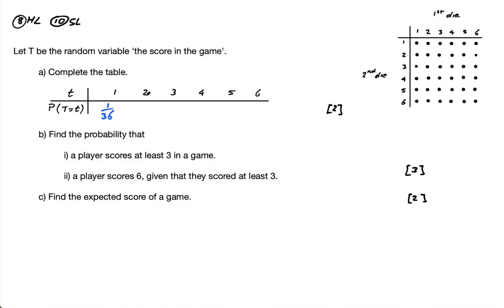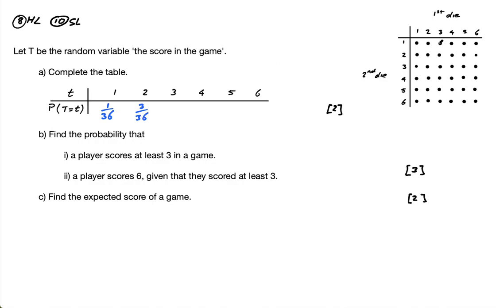How can you get a highest score of a 2? Well, you can get a 2 and a 1, 1 and a 2, or a 2 and a 2. Because remember, you're throwing 2 dice. So there's actually 3 of those, so that gives us 3 out of 36.